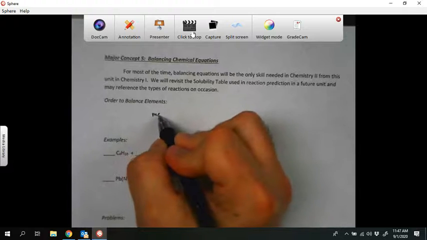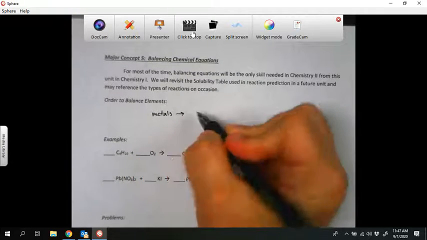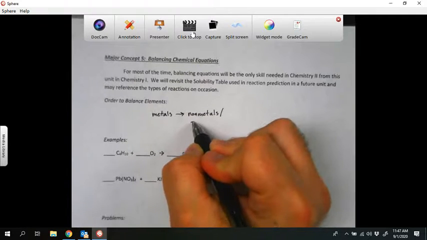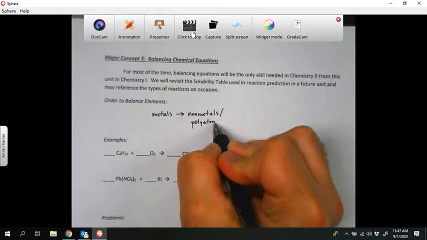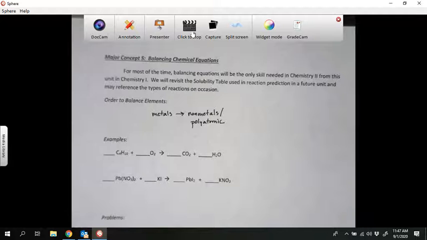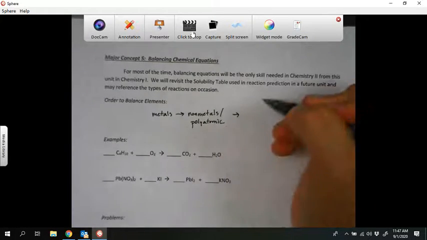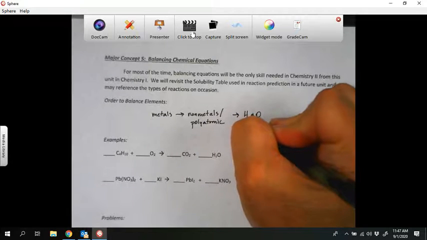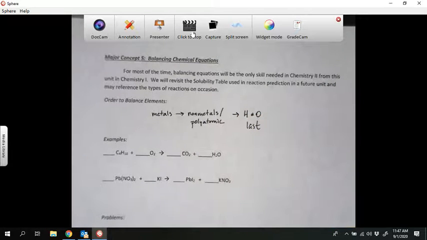Usually I start with metals first, and then I do nonmetals. And if the polyatomic ions are the same on both sides, you can maybe keep them together. And then there are two nonmetals that we're always going to save for last, hydrogen and oxygen. That is because they are common to a lot of compounds, and it's easier if we balance the non-hydrogen, non-oxygen elements first. So if we look at the first example, we have C4H10 plus O2 yields CO2 and water.